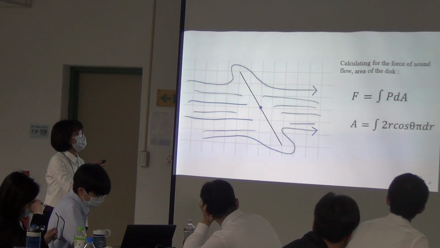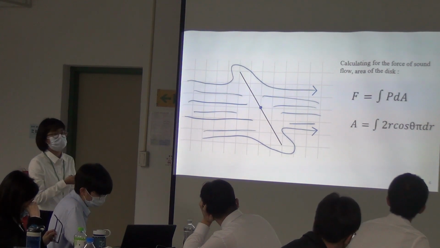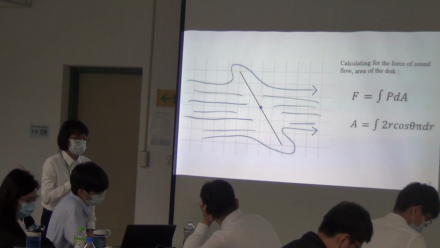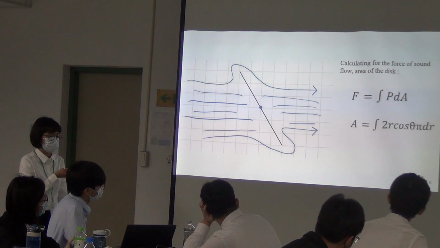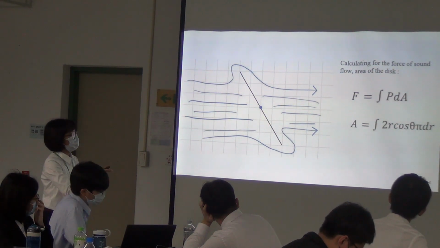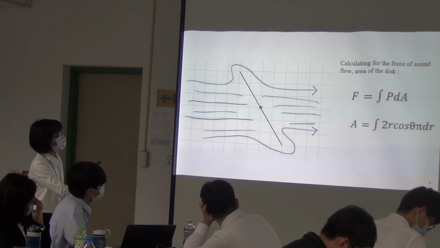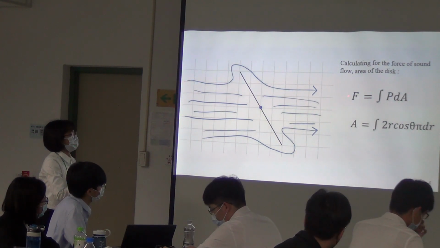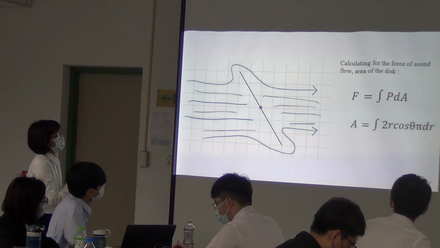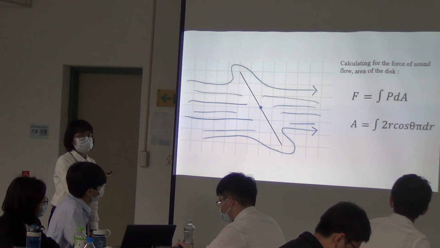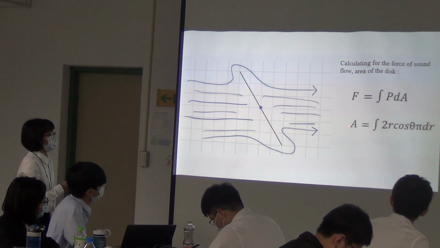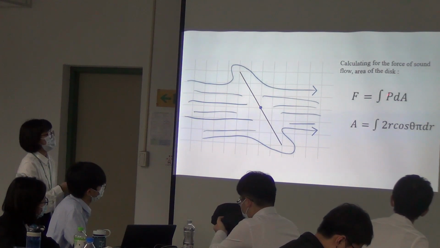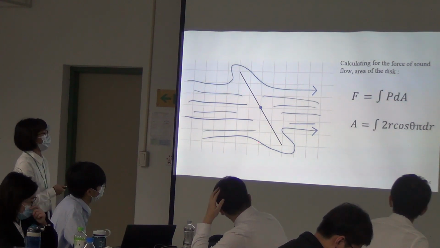So this is the calculation for the force of sound flow and the area of the disc. When the disc starts to deflect, the perfect circle turns into an ellipse. By integrating the moments of all angles, we obtain F equals PdA, where F is the force of sound flow, P is pressure, and A is the area of the disc. This formula can be derived from the ellipse formula. This is the calculation for the area of the disc.